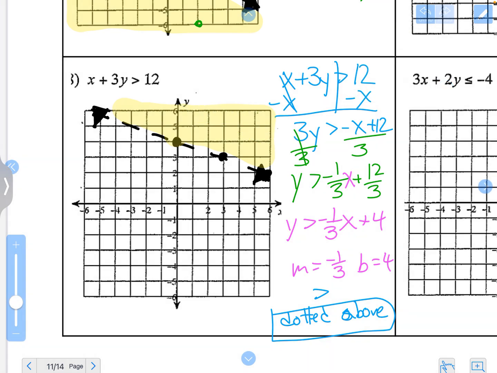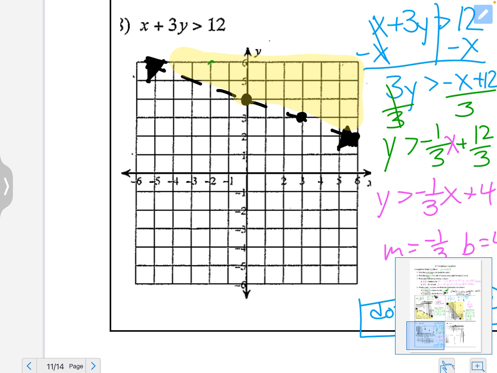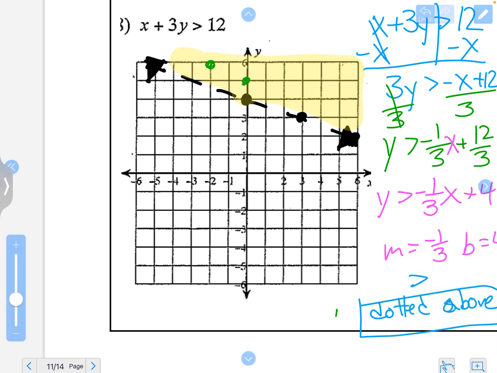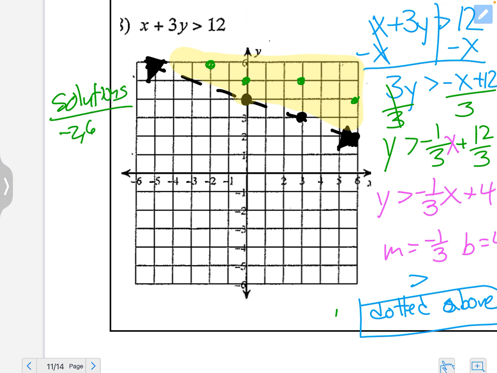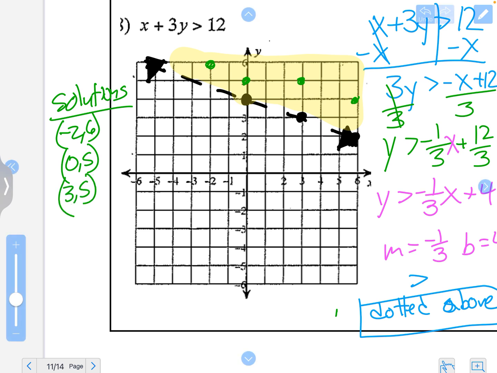So this is a somewhat smaller solution set, so I'm going to pick just 4 points. And so solutions, I picked -2, 6, 0, 5, 3, 5, and 6, 4.